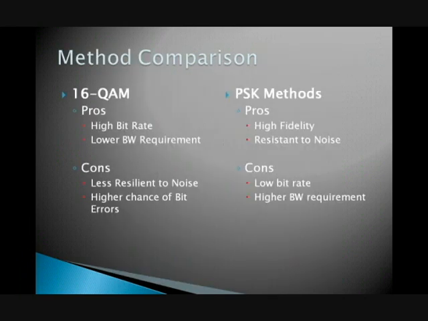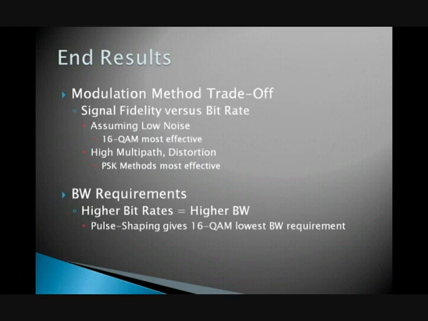When comparing the various methods, we can see the 16 QAM method has a very high bit rate. Using pulse shaping, it also has a lower bandwidth requirement. On the downside, it has very low resilience to noise and a higher chance of bit errors. The PSK methods have high signal fidelity, very resistant to noise, but they are lower bit rates and higher bandwidth requirements. These experiments serve to further reiterate the trade-off that must be made between signal fidelity and bit rate.